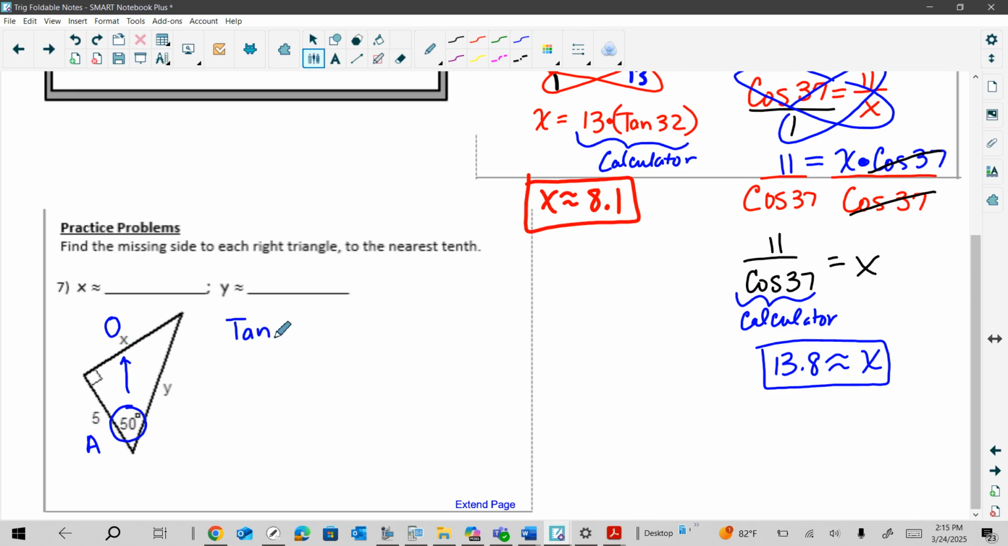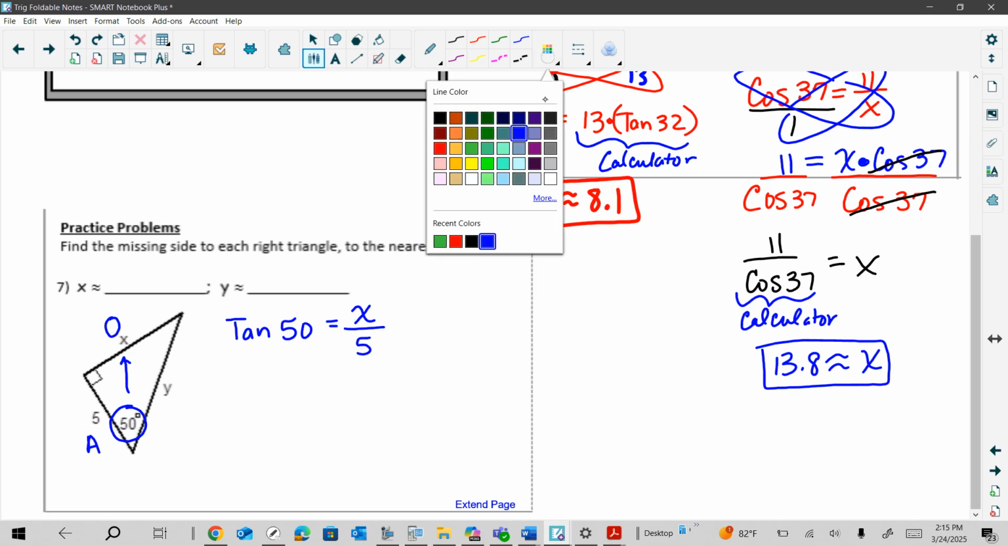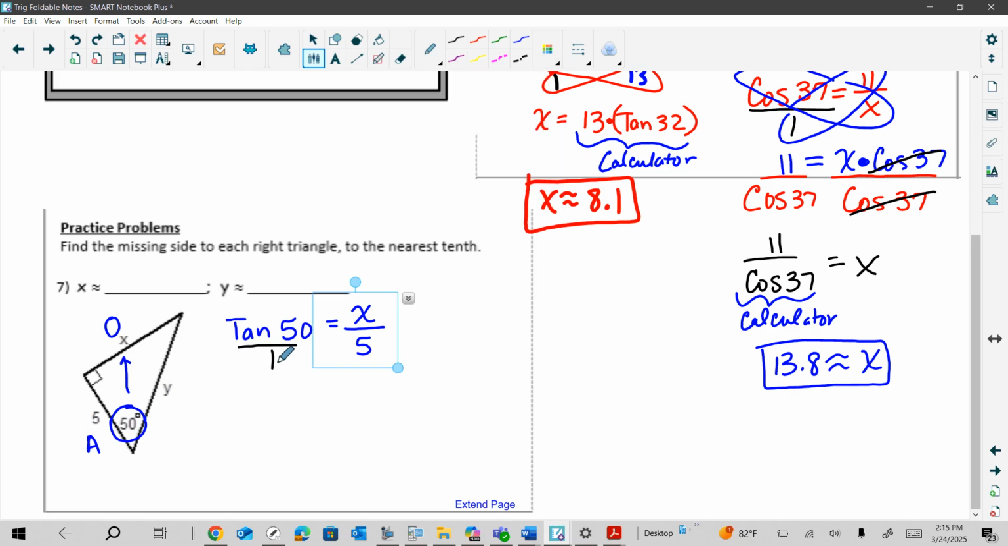So we had tangent dealing with opposite and adjacent. So if you wrote tangent of 50 equals x over 5, then you did it correctly. And to solve this, you would need to put this over 1 to cross multiply. But there's a shortcut here that I want you to know.